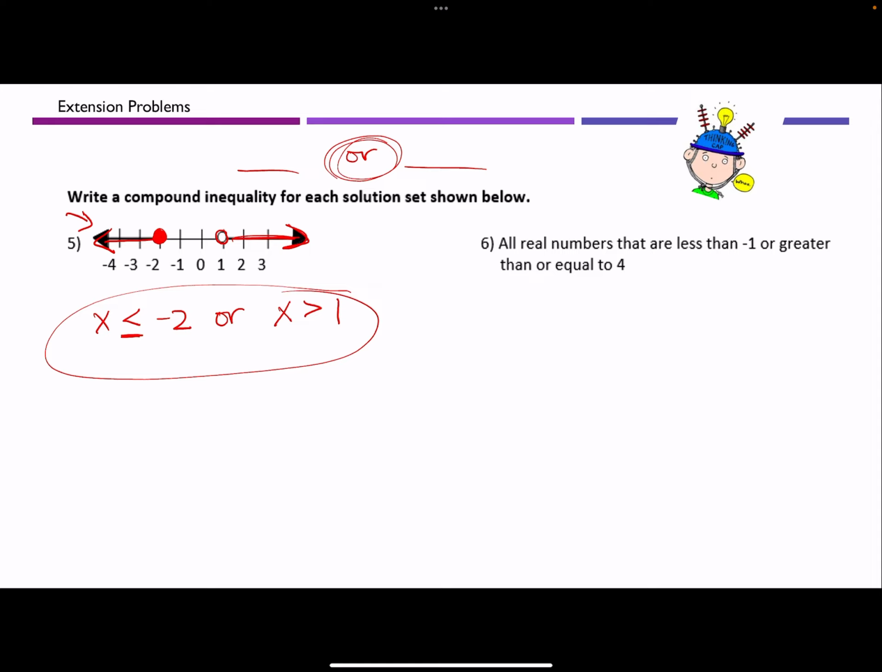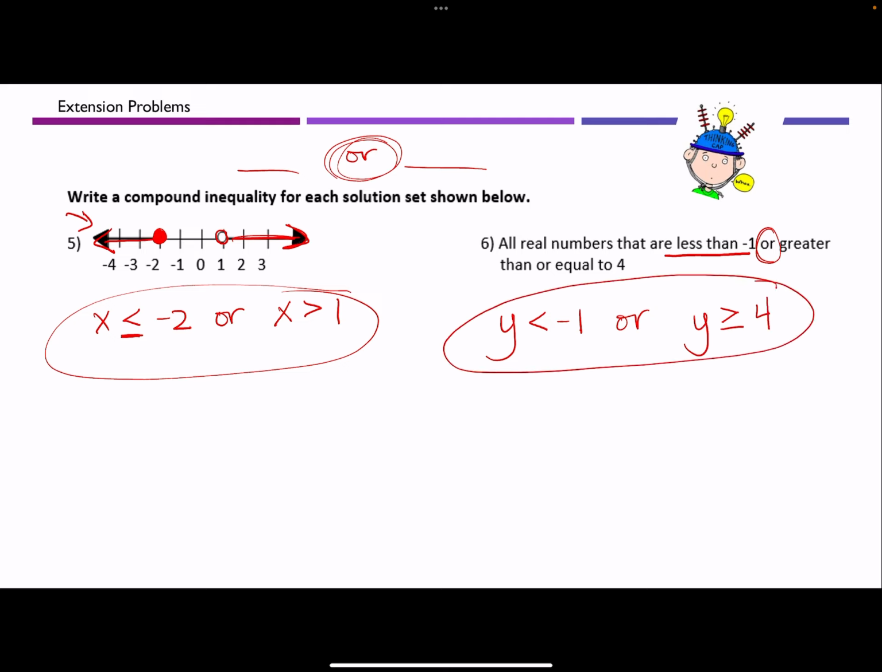And then in number 6, think about what this says in words. All real numbers that are less than -1. So that's going to be 1 inequality. So let me use y now. I could use any variable. y is less than -1 or greater than or equal to 4. So or the number has to be greater than or equal to 4. There you go.